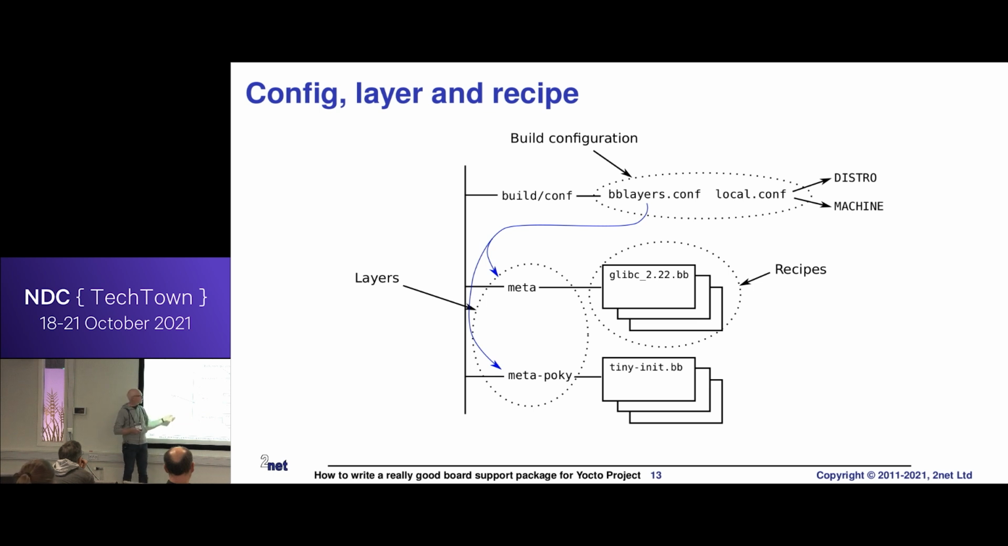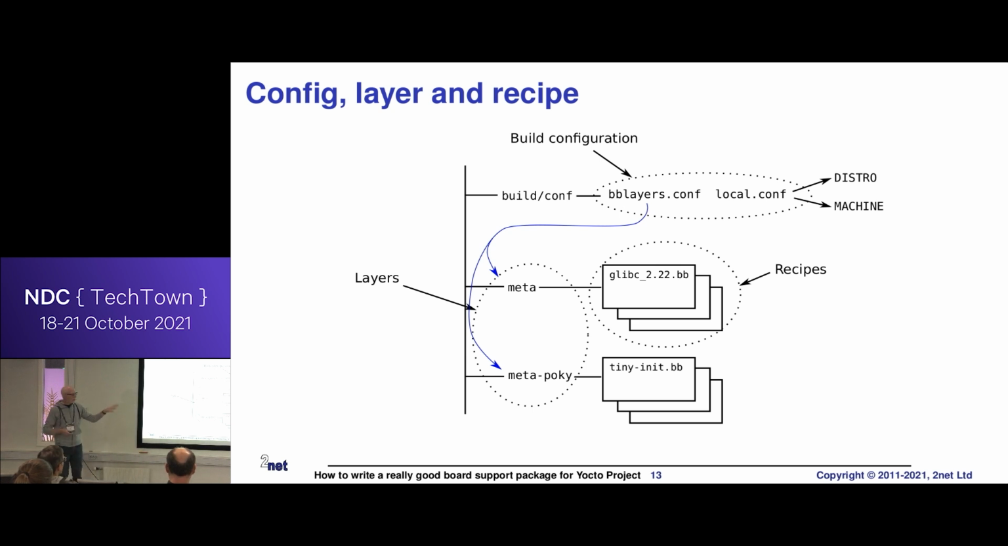By convention, the layers are prefixed with meta. So we have meta-this and meta-that. The most meta one of them all is just called meta. So that's the really basic stuff. And then meta-poky is the recipes for the Poky distro. And we'll see in a moment or two, your board support package will be its own meta layer. And then within the layers, so these are just directories, and they just contain a whole bunch of BB files and a few other things which we'll come to in a moment.